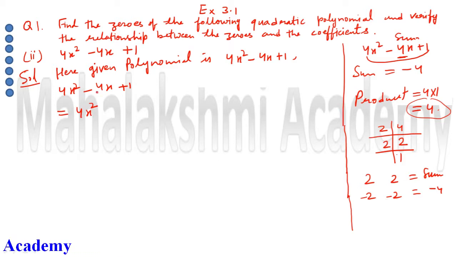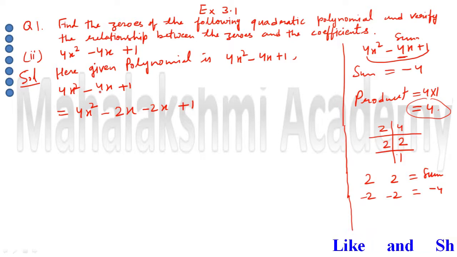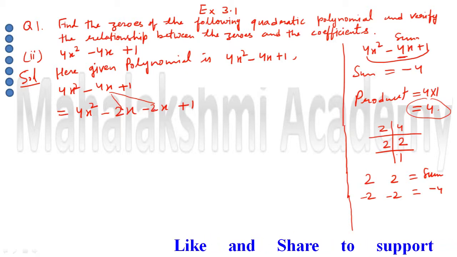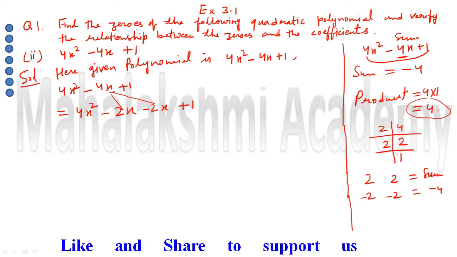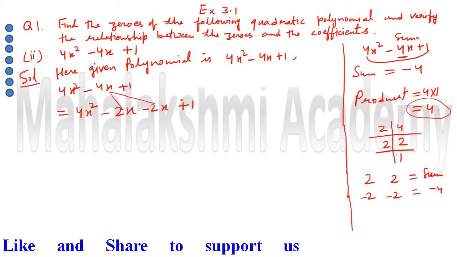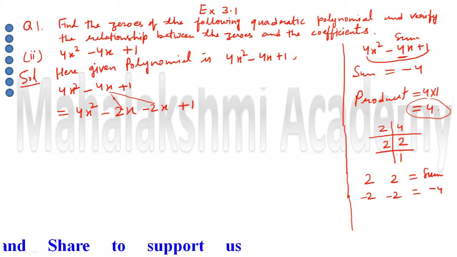Now this minus 4x we are going to write as minus 2x and minus 2x, then plus 1. I hope it's clear to you. This minus 4 is split into minus 2 and minus 2, because minus 2x and minus 2x is minus 4x. Now the extreme terms you have to keep as they are.